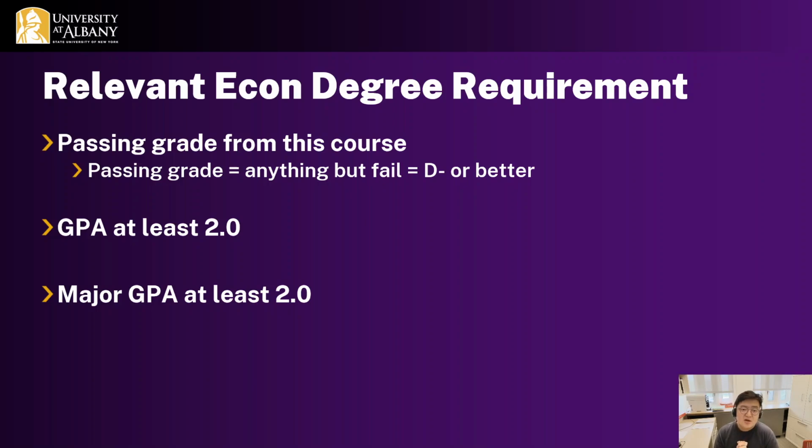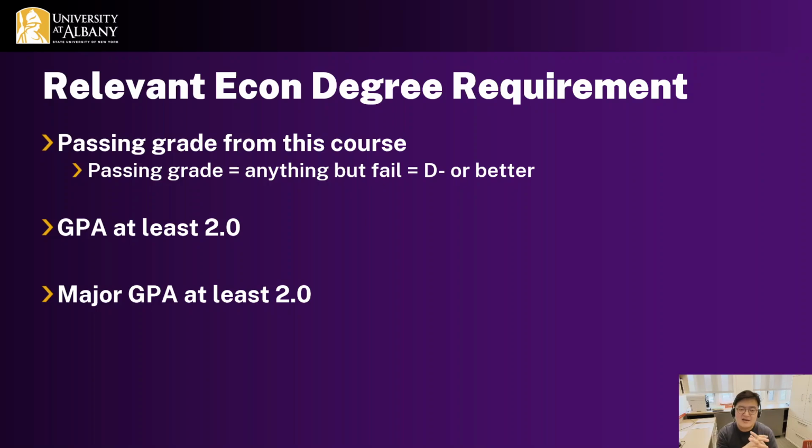That means you can get any grade, but failing will not be fine, right? D minus fulfills the degree requirement. So it's really hard to fail this course, and I don't worry too much about that as long as you make the effort. Also relevant are the overall GPA and major GPA. You have to maintain 2.0 in the overall GPA and also in the econ major GPA.